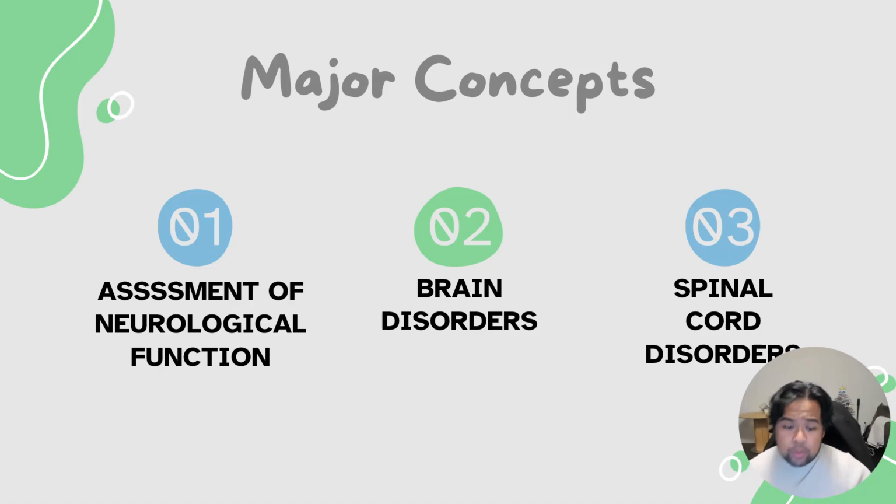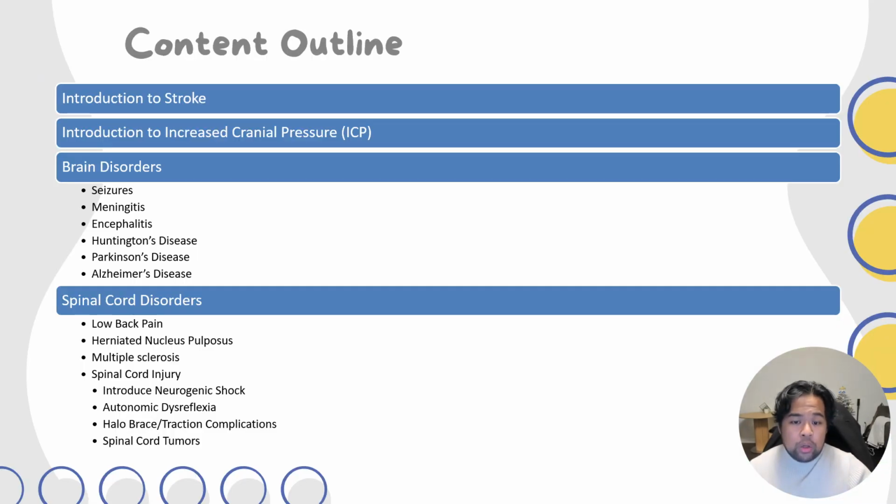The major concepts we're going to be going over are the assessment of neurological function, brain disorders, and spinal cord disorders. So the content outline is what we're going to go by. We're going to talk about the introduction to stroke, increased cranial pressure, and the brain disorders. And then on the next PowerPoint, we're going to be talking about the spinal cord disorders.